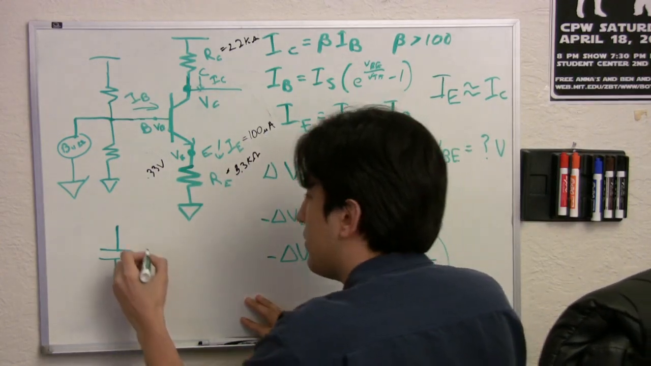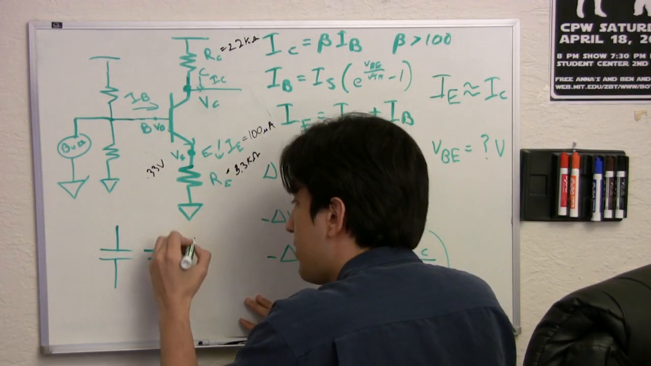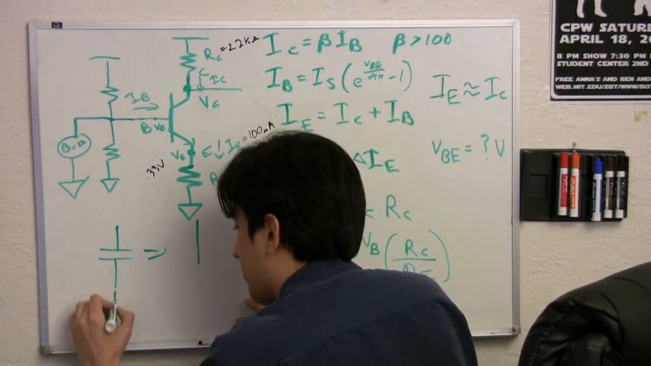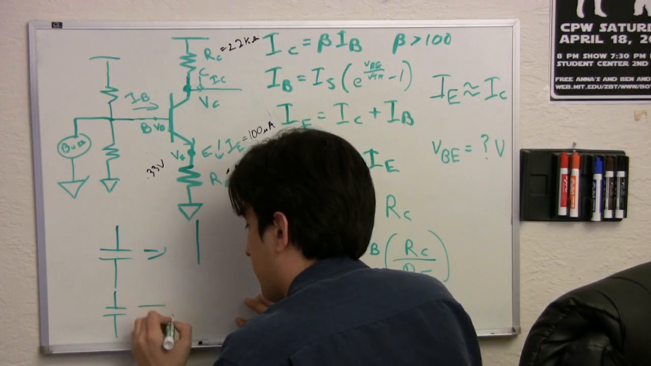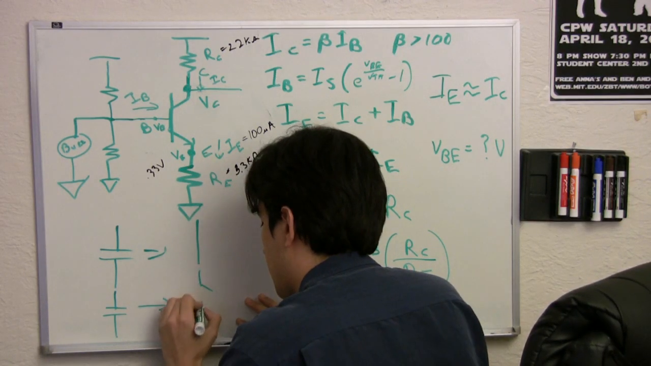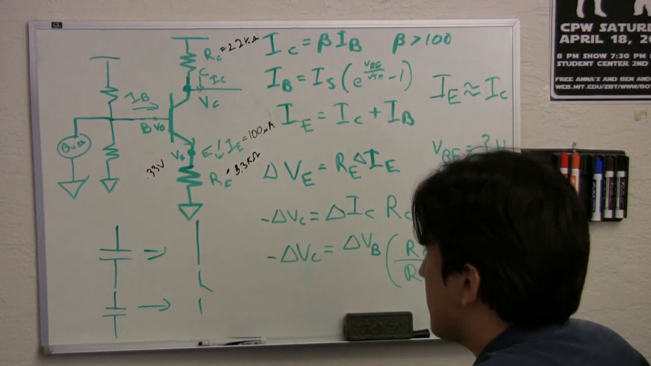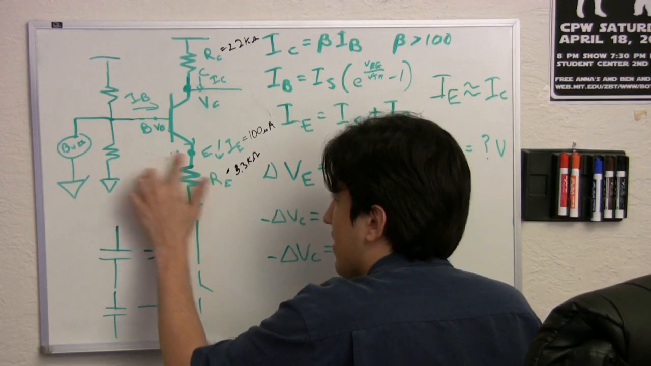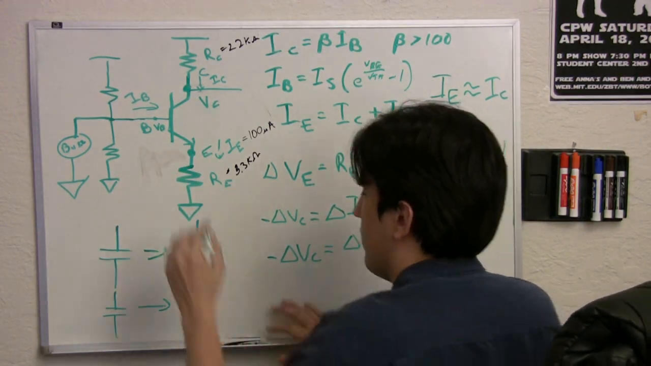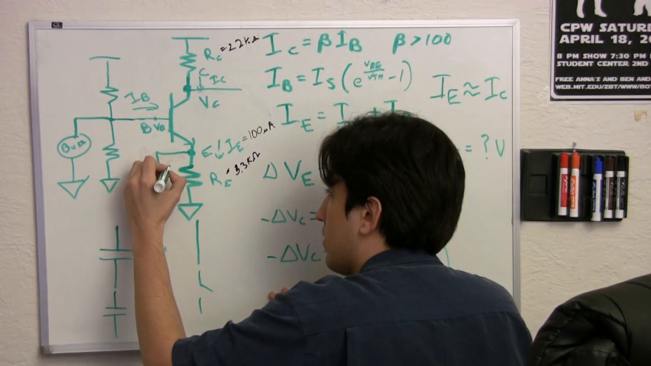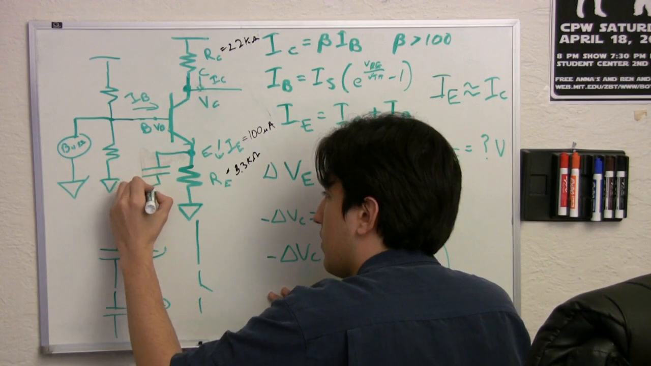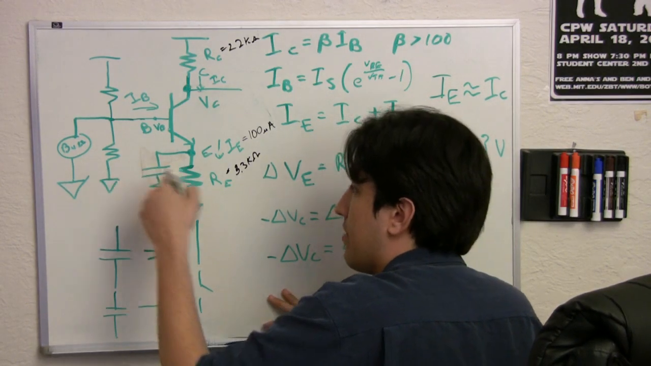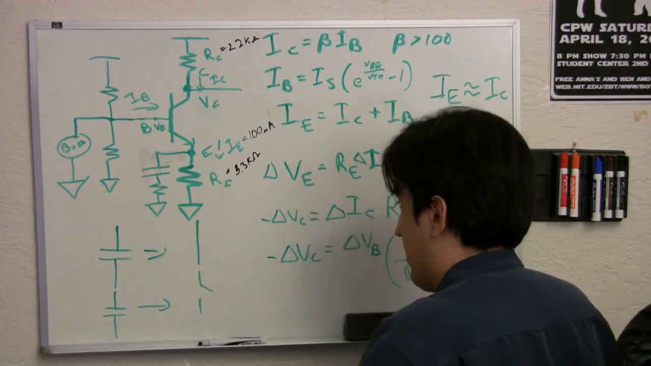A capacitor is going to act at high frequencies like a short, just like a wire. And a capacitor is going to act at low frequencies like an open circuit. So here's what we did. Instead of just having this resistor, we put a capacitor and another resistor in series with each other and in parallel with this original RE that we had.